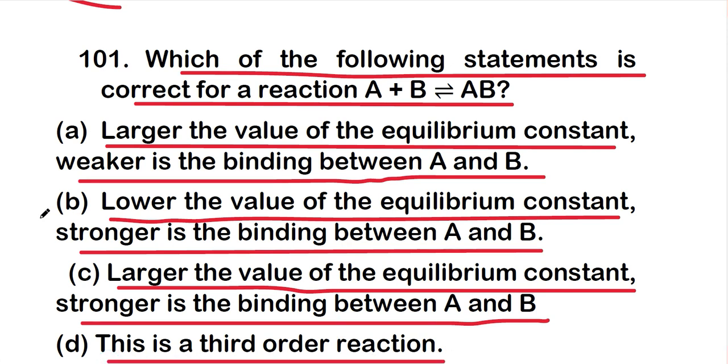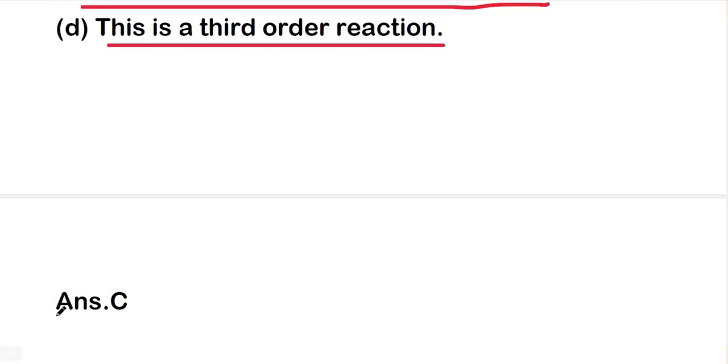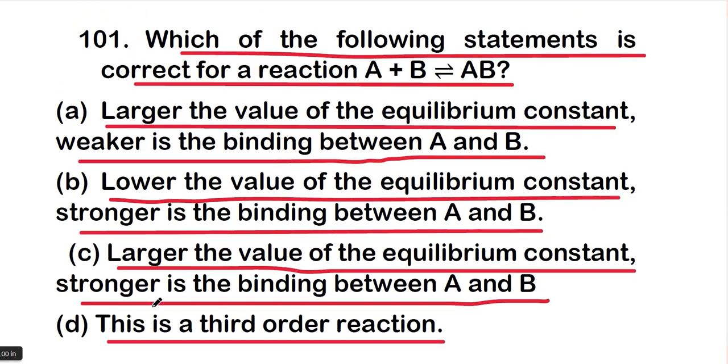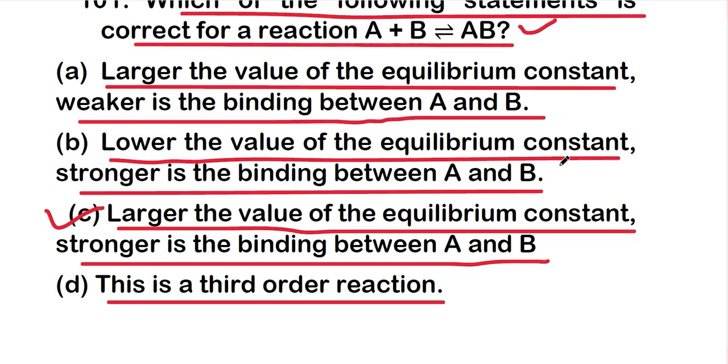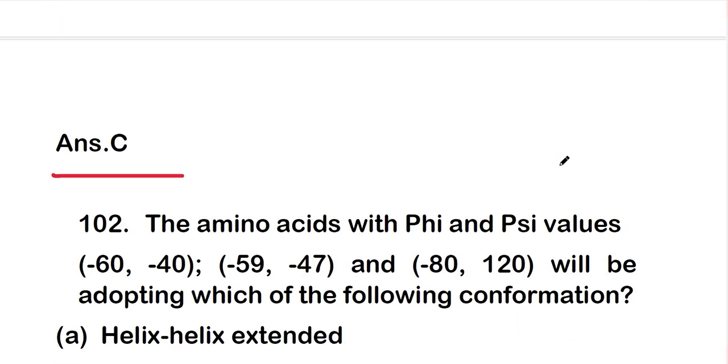So the right answer is option C, that is larger the value of the equilibrium constant, stronger is the binding between A and B of this reaction going in A plus B reversible, that is AB. Okay, so let's move on to the next question, that is question number 102.